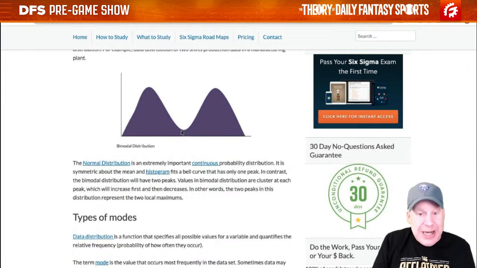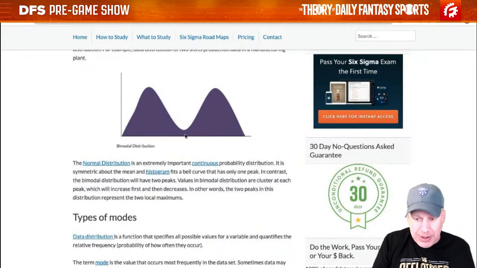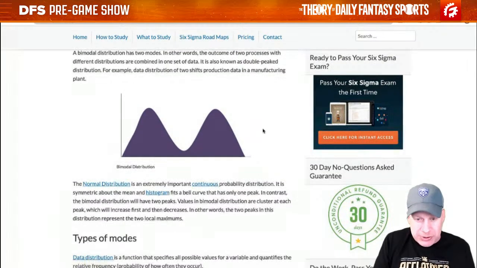So the median, like in that example of 4, let's say the median was 40. Like if this is 40 and this is 25 and this is 55, there aren't that many results that are outcomes that are around 40. It's actually more towards either 25 or 55. So this would be a bimodal distribution.